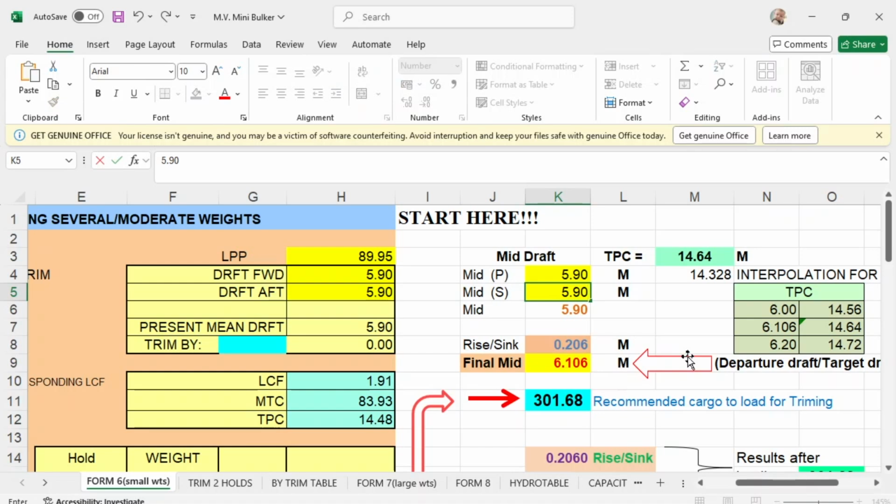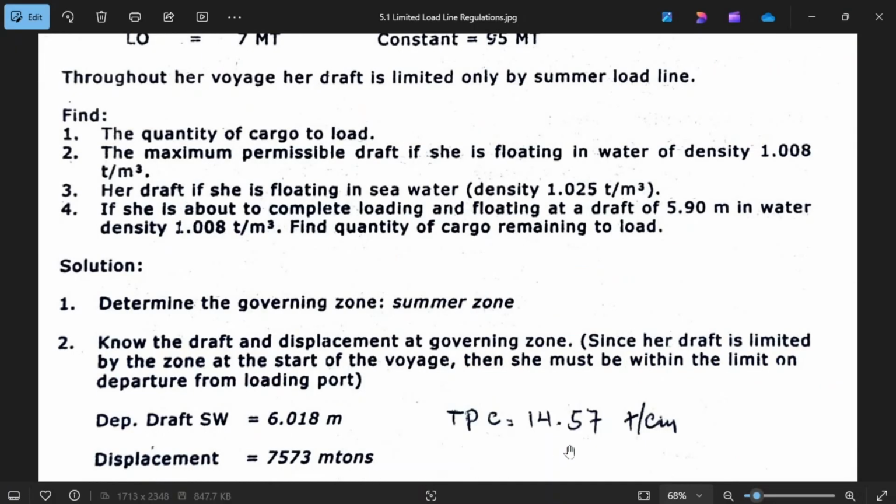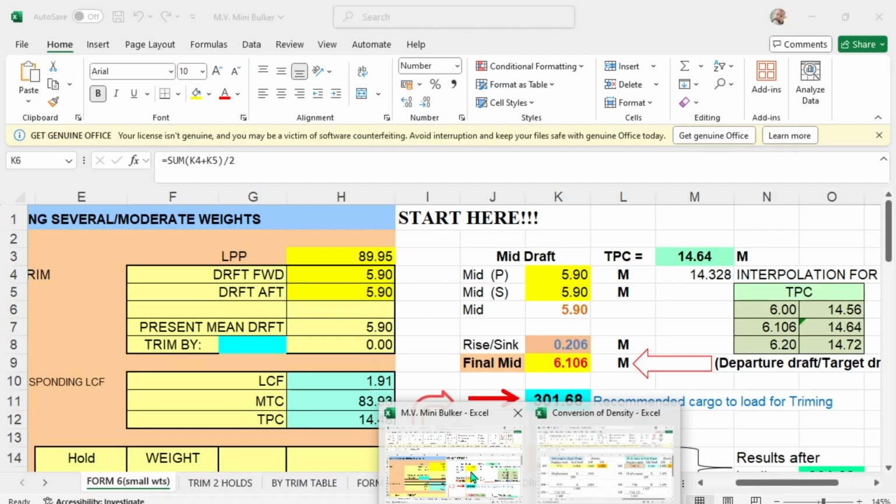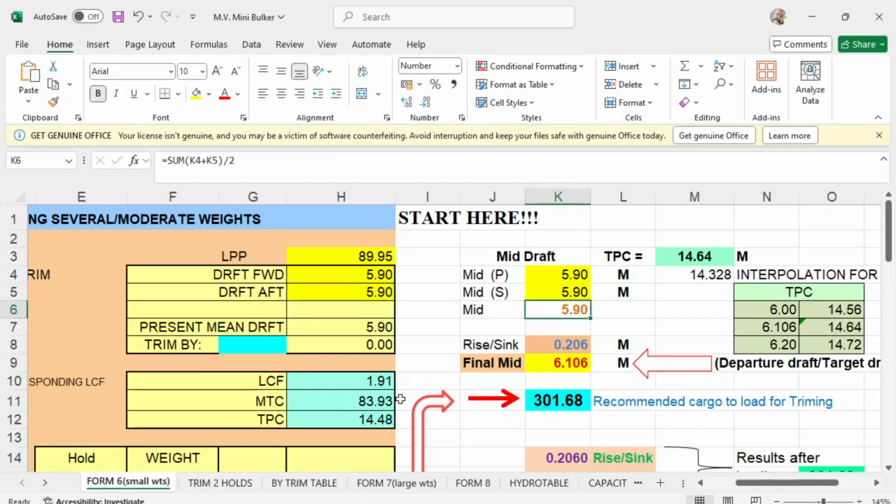No list and no trim. Okay, so the LCF, the TPC is 14.48. So what is the TPC? Check the TPC here. It should be 14.57. Okay, this is the TPC. The TPC here is for a dock water of 1.008.